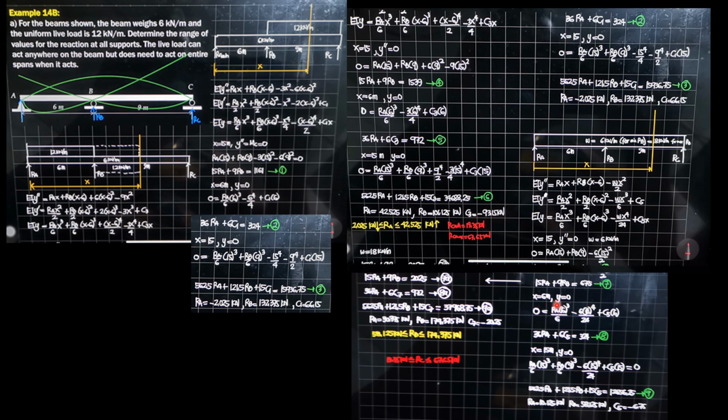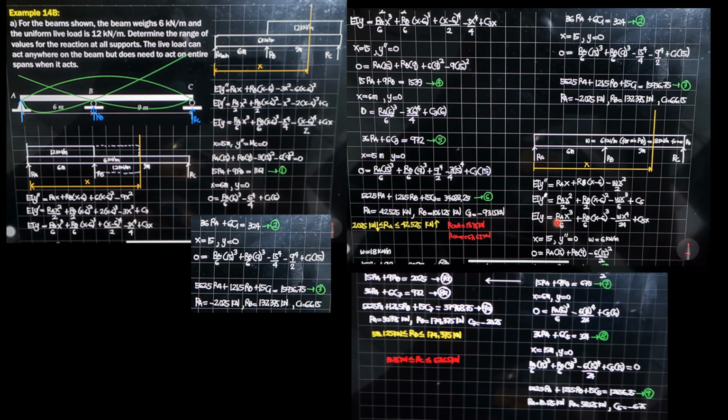When x is 6, y is 0. So 0 equals, into this equation, RA 6 cubed over 6 minus, because that is 0, minus 6 times 6 to the 4th over 24 plus C sub 5 times 6. Simplifying, 36 RA plus 6 C sub 5 equals 324. Equation 8.